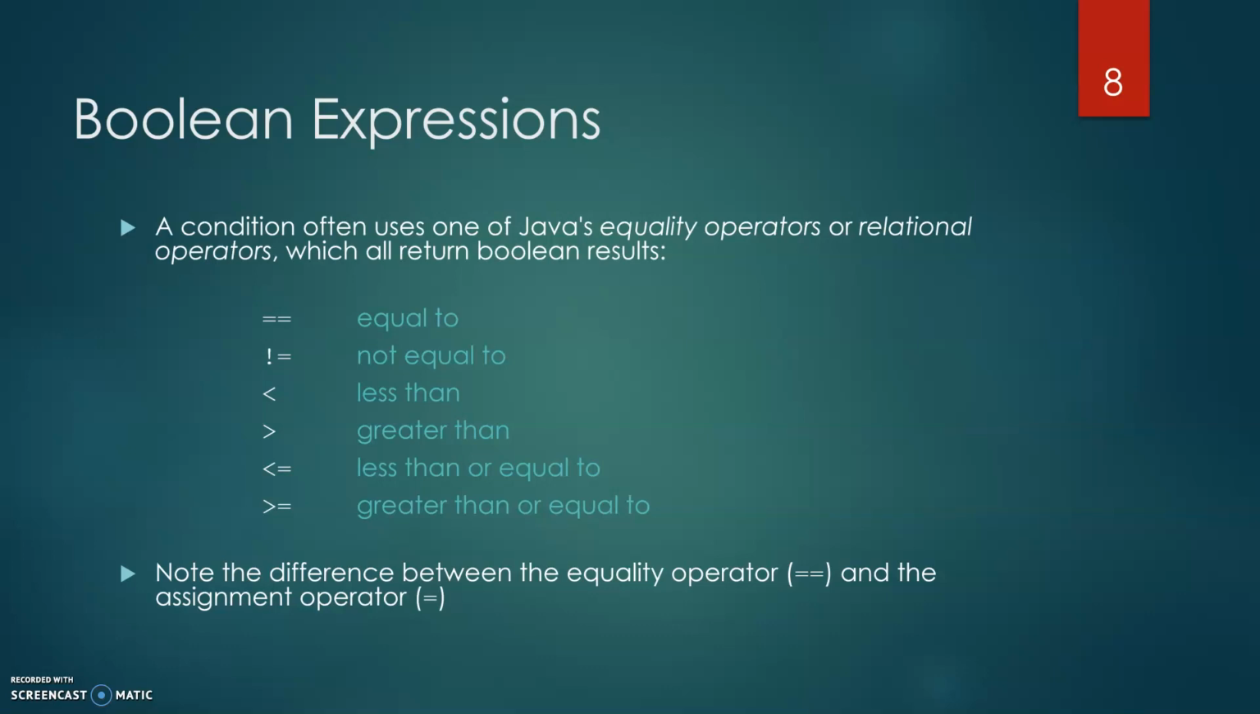Less than and greater than are similar to what you see in your math class, and then less than or equal to is the less than sign followed immediately by an equal sign, and then greater than or equal to is the greater than sign followed immediately by the equal sign. Don't put a space in between those two operators. Note the difference between the equality operator and the assignment operator because they do two totally different things.